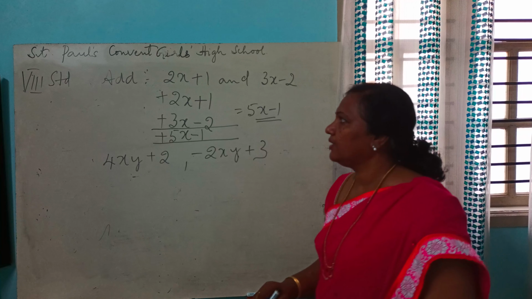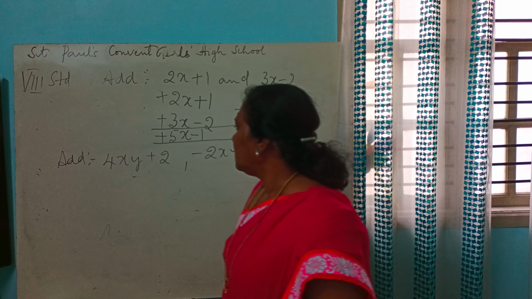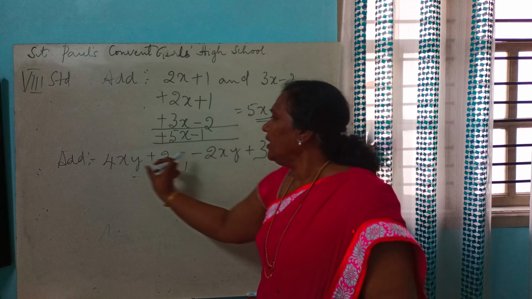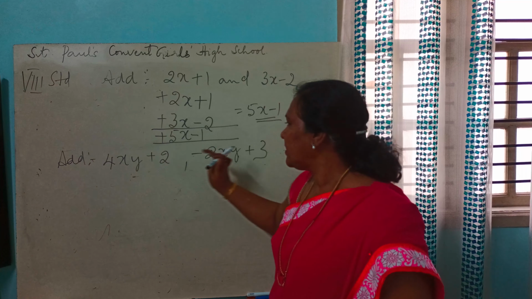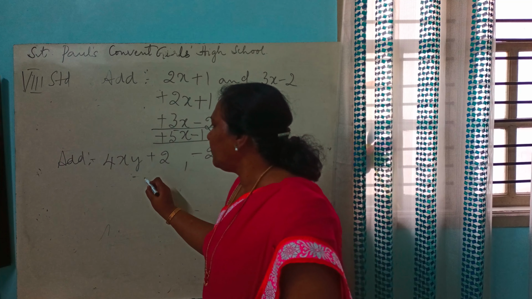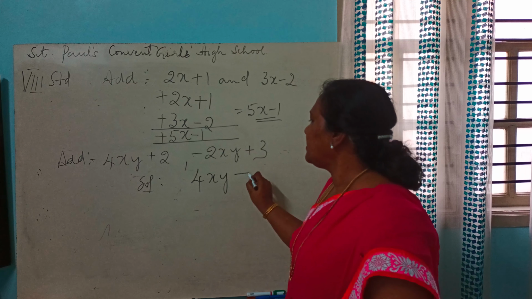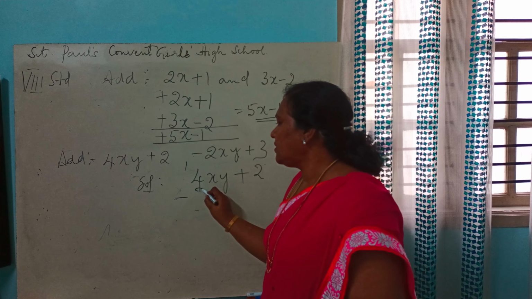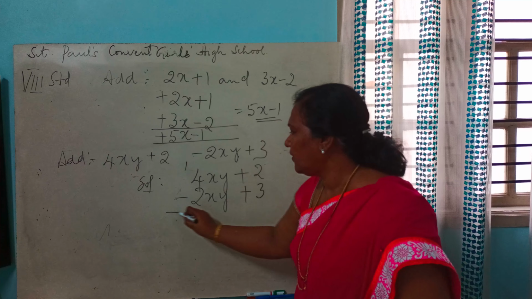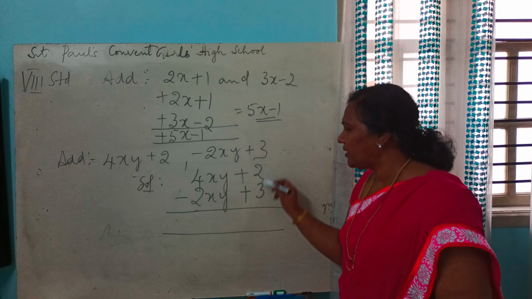Now let me consider this. See, 4xy and 2xy, they are like terms. The power of x is 1 and the power of y is 1, in both terms. Now I'll write down first: 4xy plus 2, and minus 2xy plus 3. I have to add. Same signs, I will add: 3 plus 2 is 5.